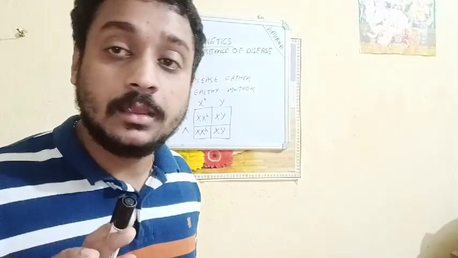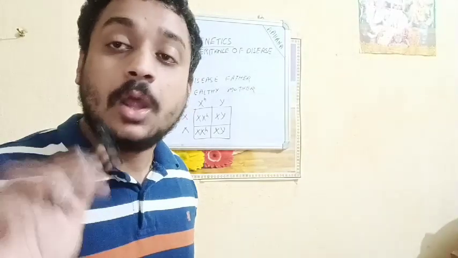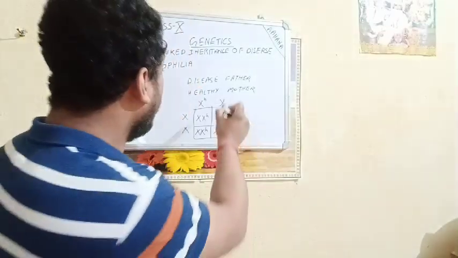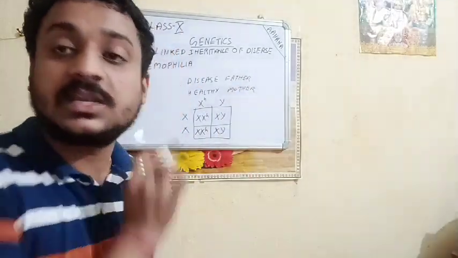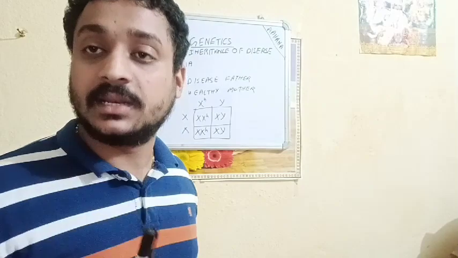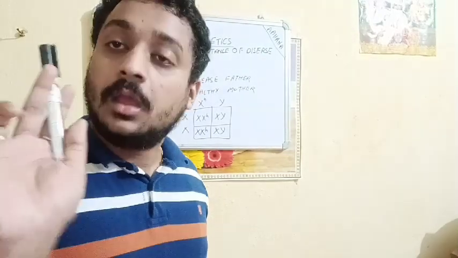Don't put it on Y. For male, don't put it on Y, like YC or YX. Means here I cannot put YH because it's an X-linked inheritance. It is not a Y-linked inheritance. So just put it only on X.